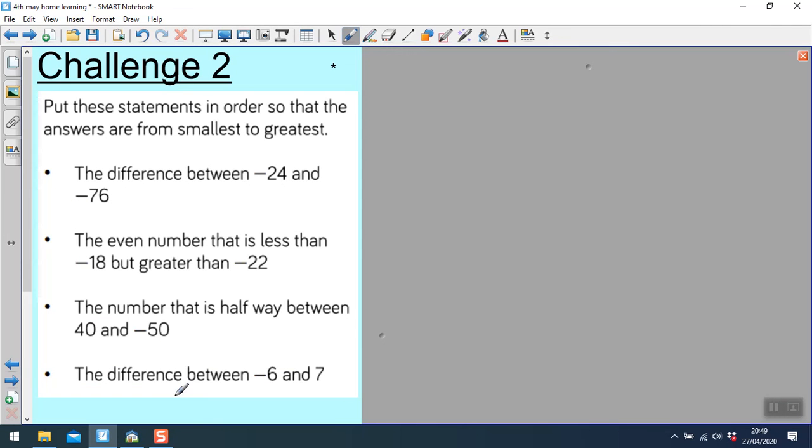Challenge 2. Put these statements in order so that the answers are from smallest to greatest. The difference between negative 24 and negative 76, so work out what that number is. The even number that is less than negative 18 but greater than negative 22, work out what that answer is. The number that is halfway between 40 and negative 50, work out what that answer is. And the difference between negative 6 and 7, work out what that answer is. Then once you've done that, put the answers in order from smallest to biggest. Pause the video while you do this.